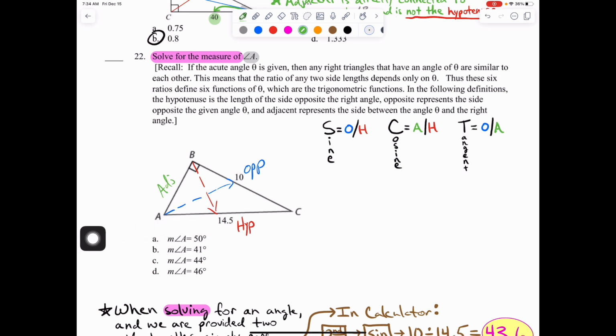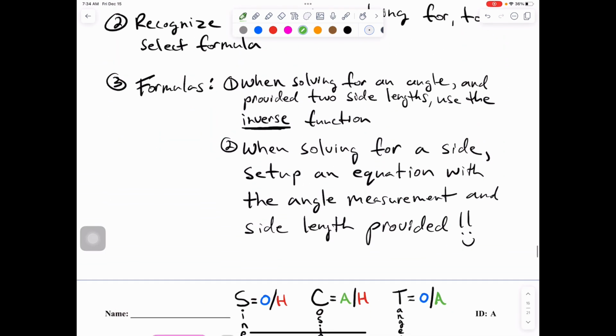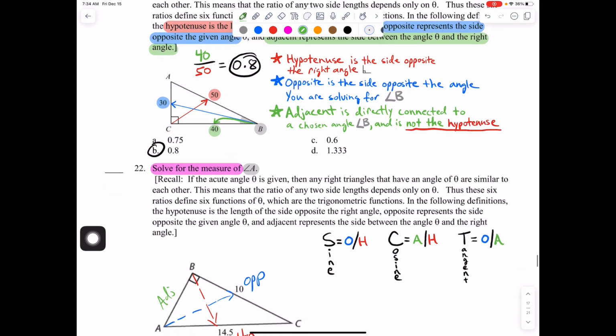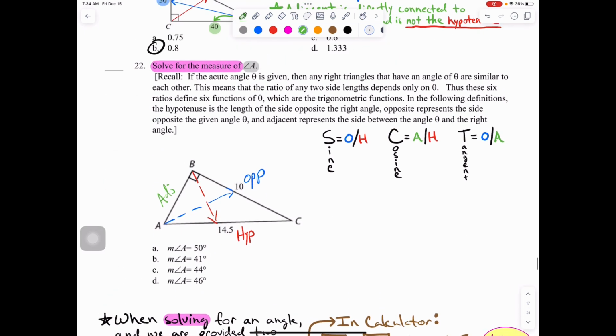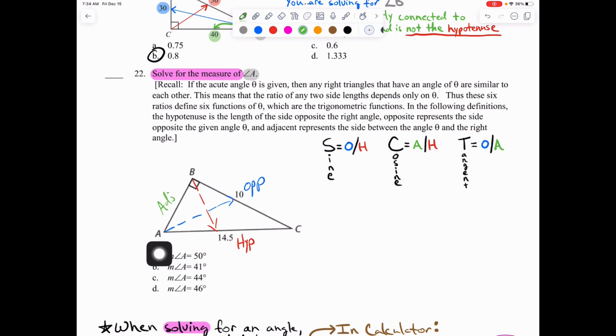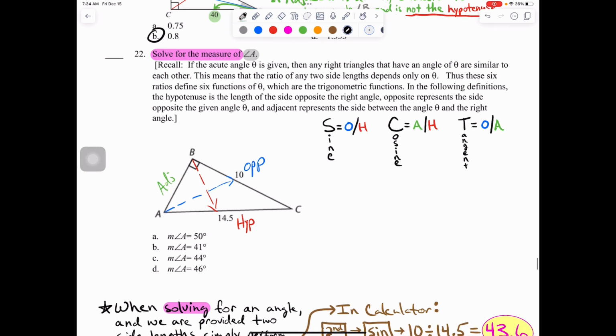When we're solving for an angle measurement, I'm going to go back up to our cheat sheet. Provided two side lengths, which it's given to us, we will simply use the inverse function. I have written these instructions here for us, but let's set it up and see what angle A is providing us. Angle A is providing us an opposite and a hypotenuse. Sine provides us opposite over hypotenuse. I'm going to write this out first so you can see it. We will want to do sine, and when we see that -1 above it, that's telling us the inverse.